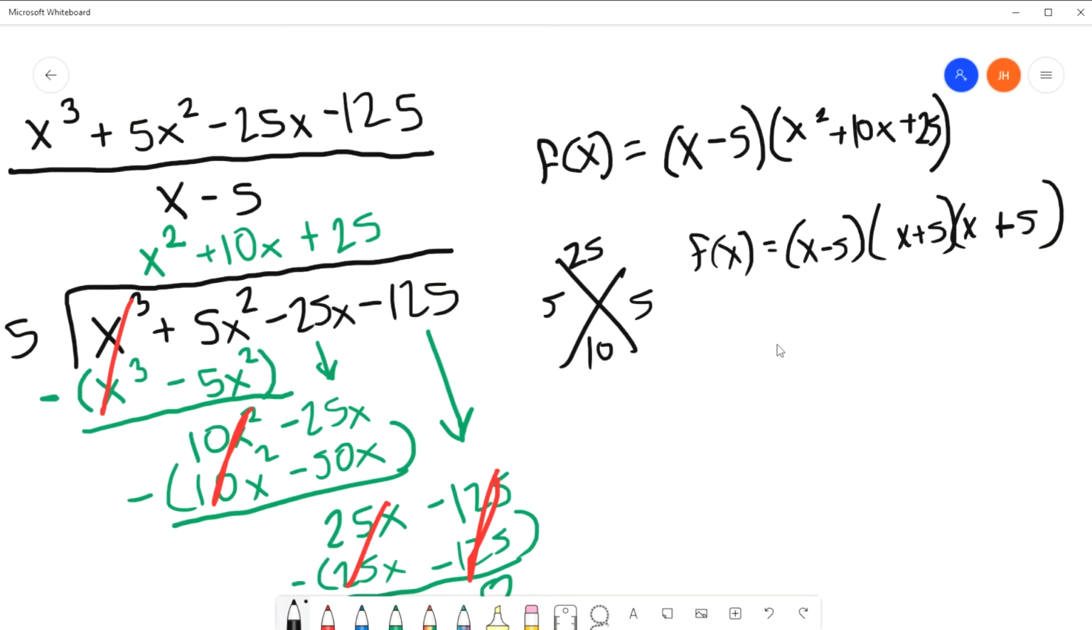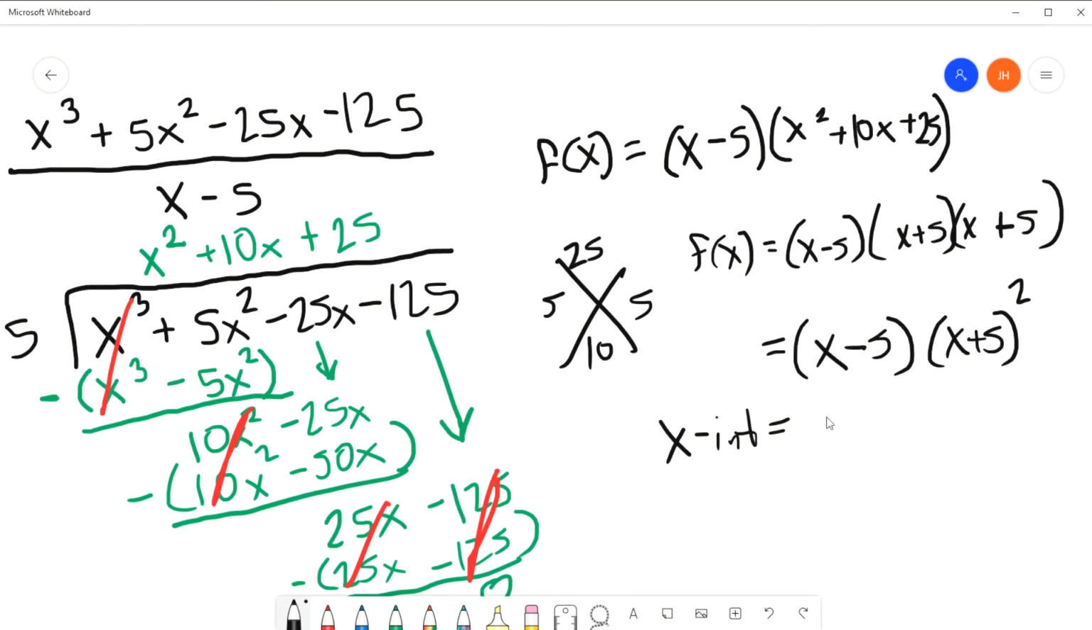Which is equivalent to x minus 5 times x plus 5 squared. Look at that. So it's completely factored. My cubic function is factored. And I know all the x-intercepts. The x-intercepts are going to be 5 and negative 5. This one here, because it's being squared, would be a multiplicity 2.